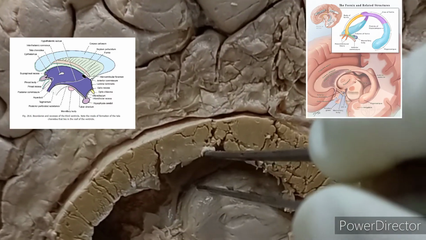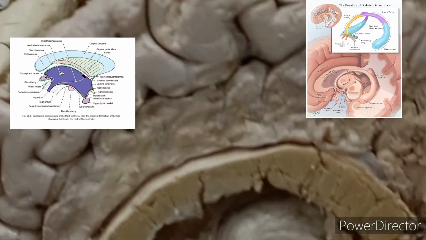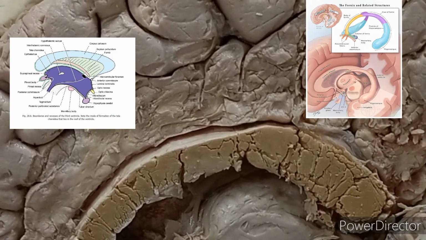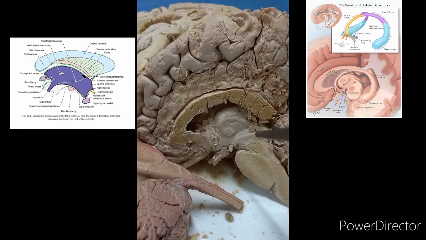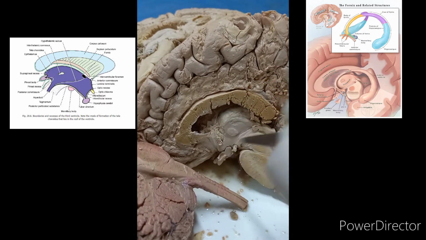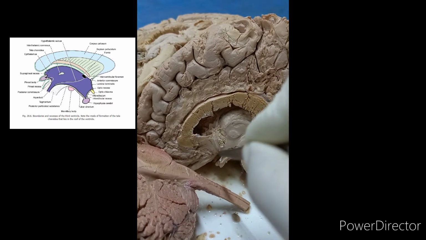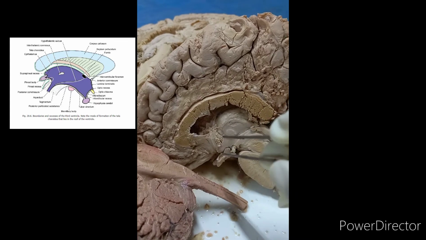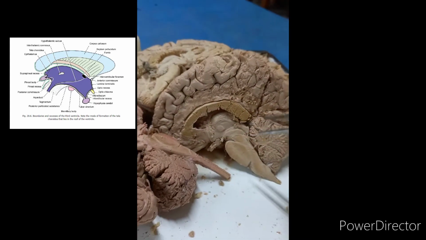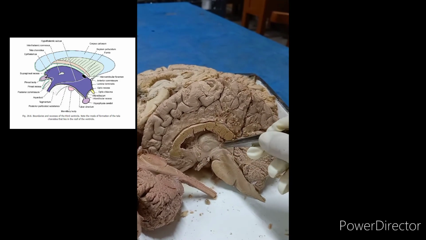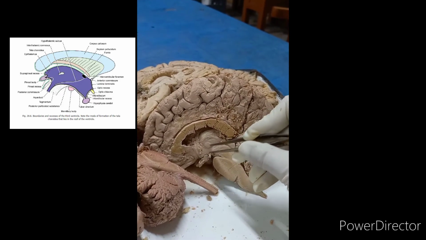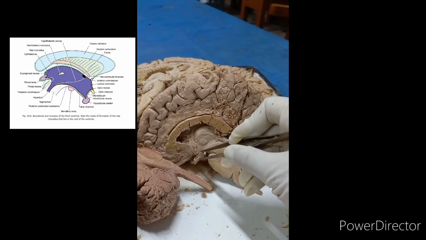And this is the position of the floor of the third ventricle. If we imagine a square box-like space here, this is the position of the floor of the third ventricle. The floor of the third ventricle slopes downward and forward. You can see here, this is the posterior aspect, this is the anterior aspect.